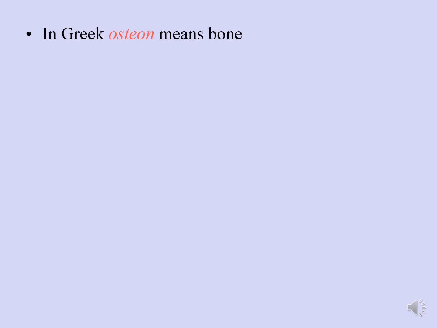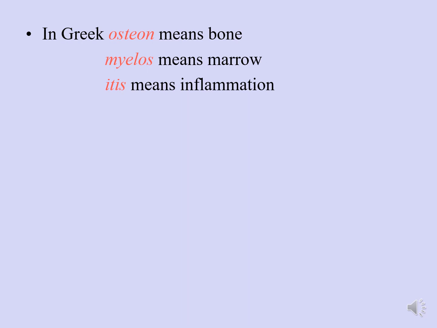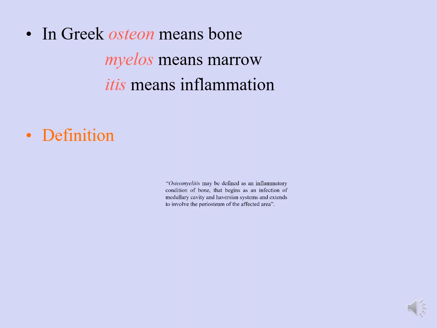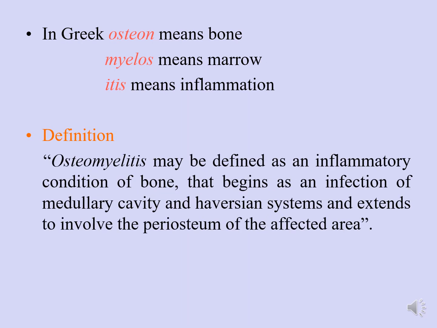Okay, so as the Greek word goes, osteon means bone, myelos means marrow, and itis means inflammation, as I just outlined. So by definition, osteomyelitis is defined as an inflammatory condition of bone that begins as an infection of the medullary cavity and the Haversian systems and extends to involve the periosteum of the affected area.